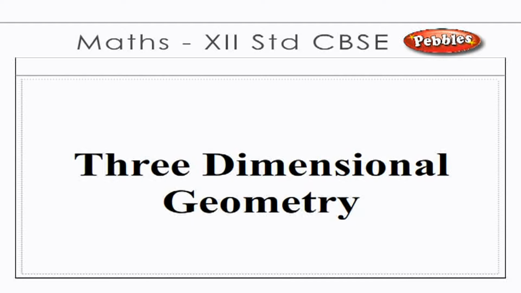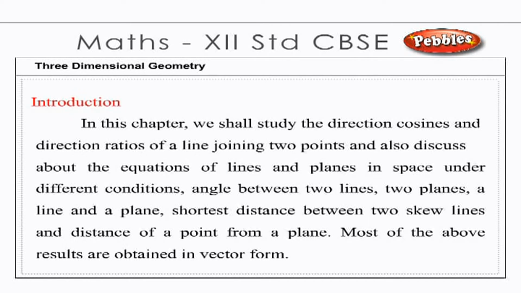Three-dimensional geometry. Introduction. In this chapter, we shall study the direction cosines and direction ratios of a line joining two points and also discuss the equations of lines and planes in space under different conditions, angle between two lines, two planes, a line and a plane, shortest distance between two skew lines and distance of a point from a plane. Most of the above results are obtained in the vector form.